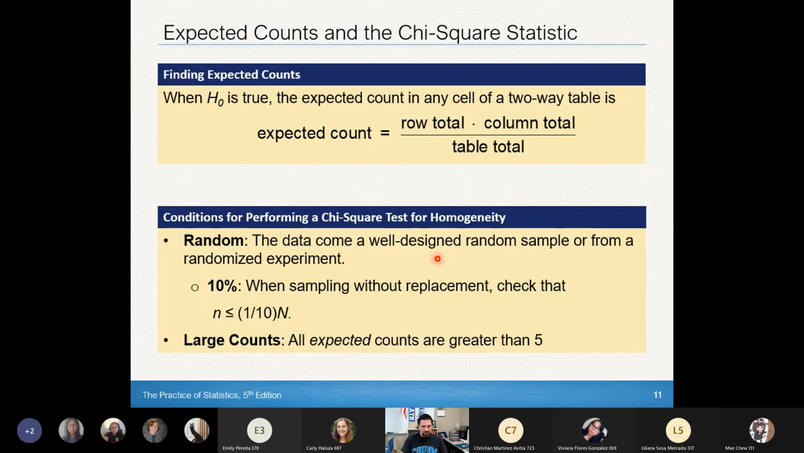we must have random samples that are independent from the two or multiple populations or groups we're comparing, or randomly assigned treatments. This is what we have in this example. We have three treatments that have been randomly assigned, making a randomized experiment. 10% and large counts are the same as we've seen previously. In large counts, all expected counts are greater than 5.